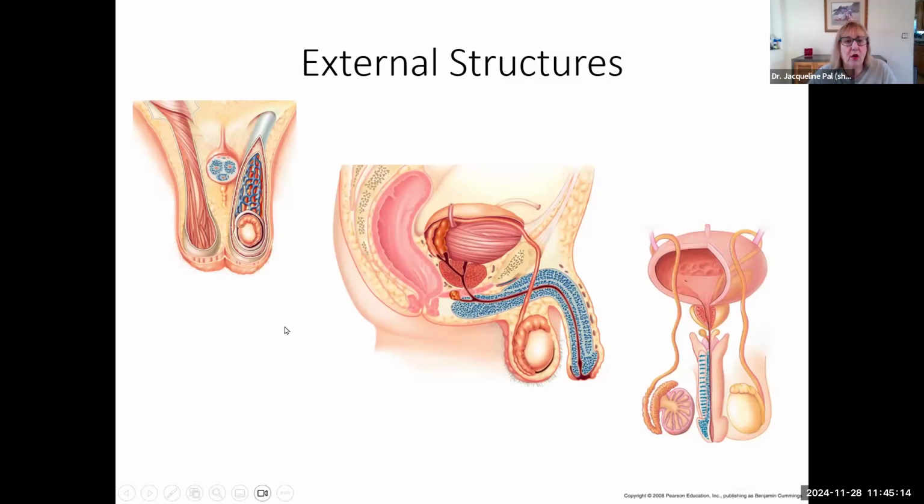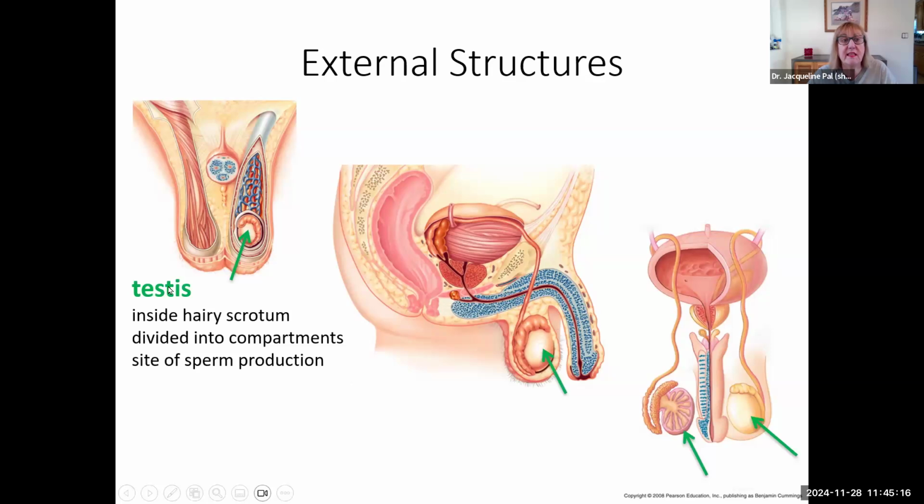All right. So the first structure is the testis. So notice we use the word testis and not testicle. Testis is the medical term. Testis is the singular form. If the I is changed to an E and it's testes, that's the plural form, meaning two testes.